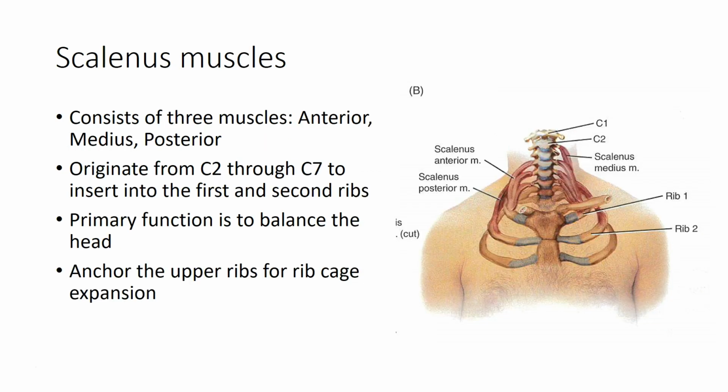The scalenus muscles are a set of 3 muscles in your neck, referred to as anterior, medius, and posterior muscles. They connect from your cervical vertebrae, C2 through C7, to insert into your first and second ribs. The normal job for this muscle, and for the sternocleidomastoid as well, is controlling the location of the head and head movement, but for respiratory purposes, these muscles also serve as anchors to the upper ribs, which hold them in place for rib cage expansion by the lower ribs, for example, using the external intercostals.